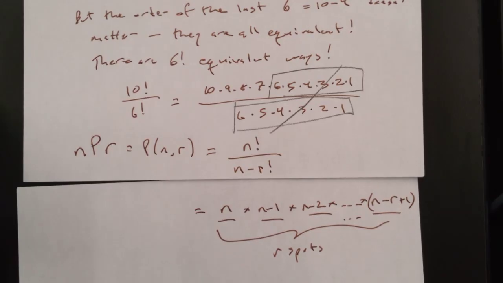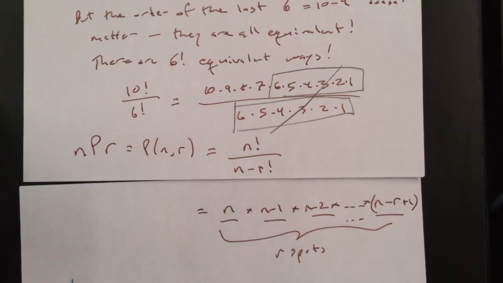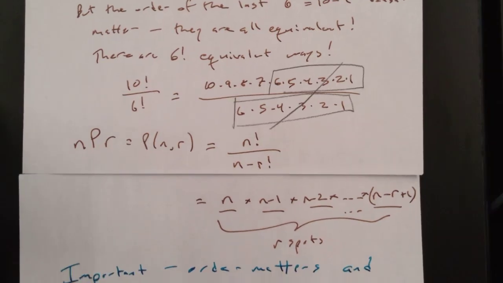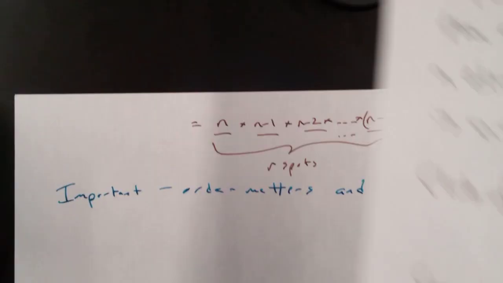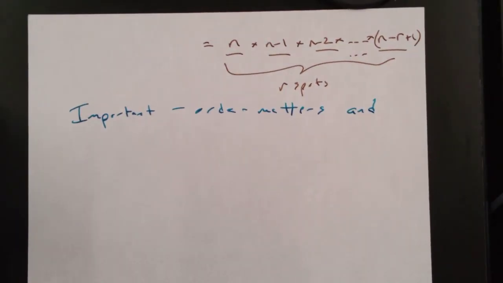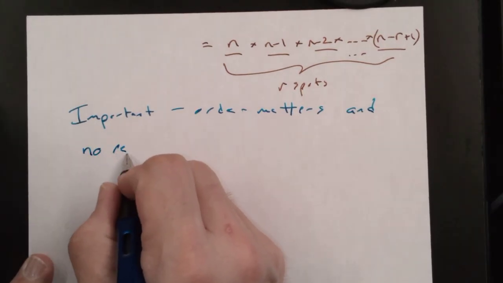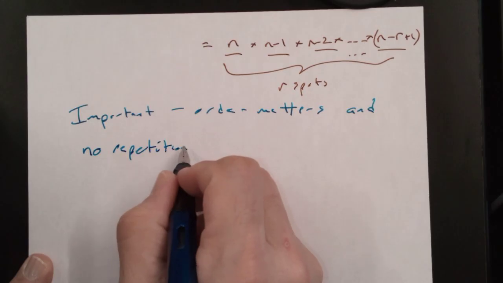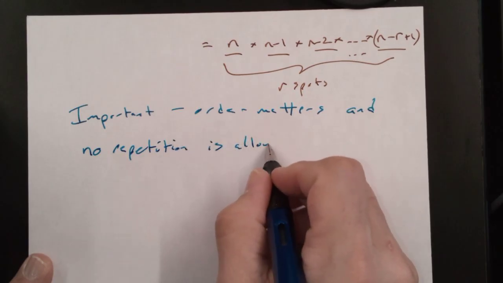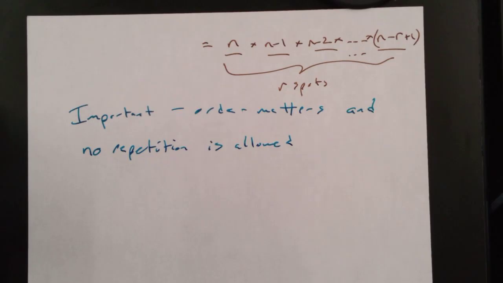So in all of these calculations, it is important to remember that the order matters. And that no one can be chosen twice. Another way to say that idea is that I know all of these elements in my set are distinct.